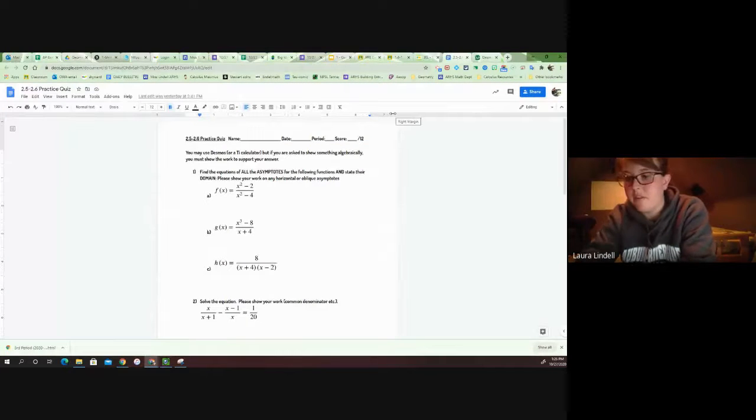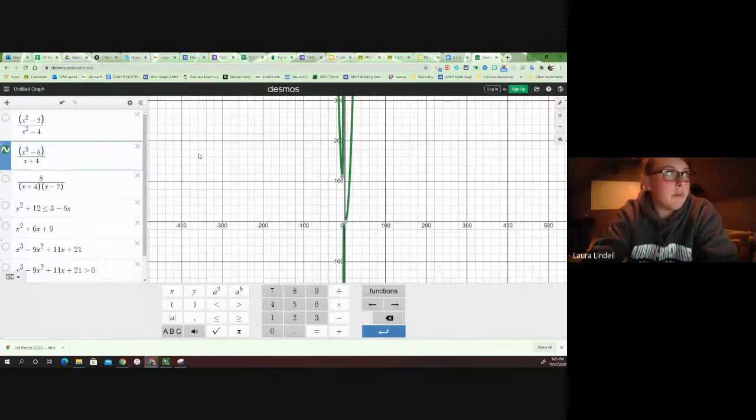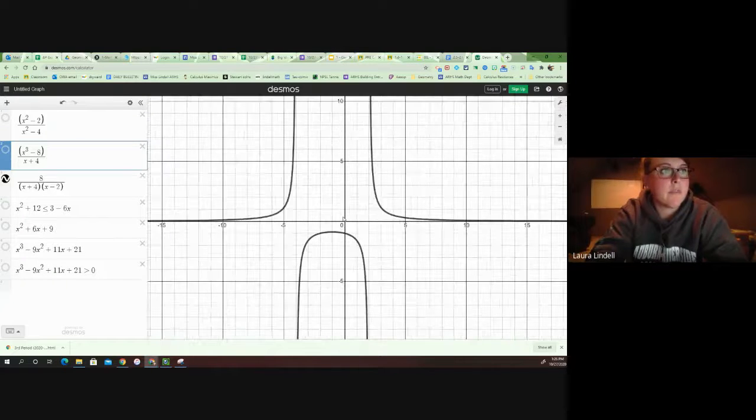All right, 1c said h of x is 8 over (x plus 4) times (x minus 2). It's all nice and factored for you already. So again, I would jump over to Desmos and take a look at what the graph tells me. For this one, we might want to zoom in a little bit first to get a better idea of what's going on here.